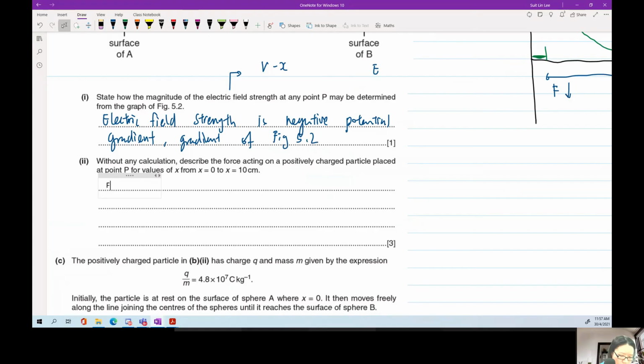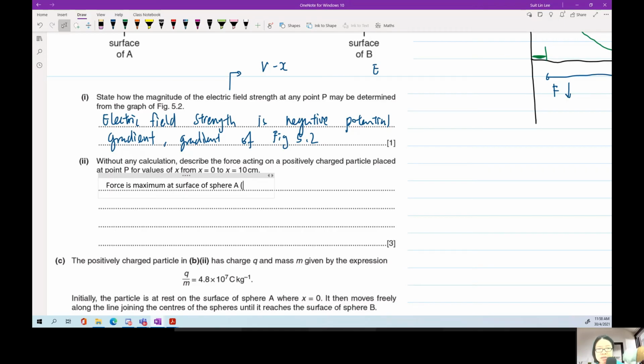The wires are all over the place. Okay, come. Force is maximum at the surface of sphere A. They say describe, they didn't ask for explanation. But in case they ask to state and explain, I'm going to explain in brackets, okay?